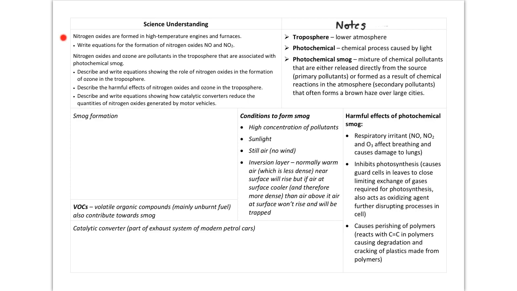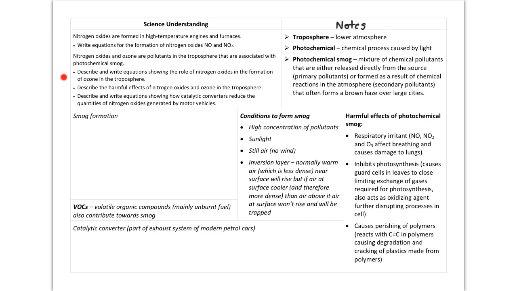Nitrogen oxides are formed in high temperature engines and furnaces. We'll talk about that more. We need to be able to write equations for the formation of nitrogen oxides, NO and NO2. So that's nitric oxide and nitrogen dioxide. Nitrogen oxides and ozone are pollutants in the troposphere that are associated with photochemical smog.